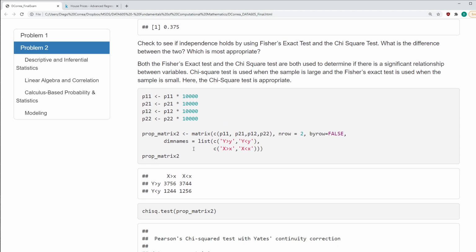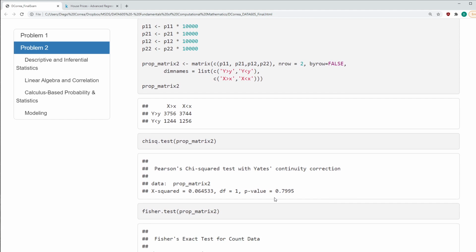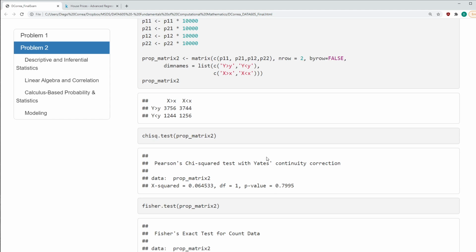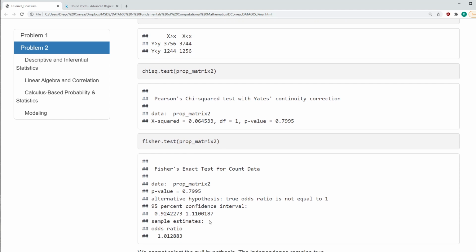I first generate the table of our observations, and here you can see the table. I run this table through the chi-square test function, and I get a p-value of 0.7995. With this p-value, we cannot reject the null hypothesis. Then I use the Fisher's test function. I run my table through the Fisher's test function, and I get the same p-value. And with these two tests, we cannot reject the null hypothesis. The independence remains true.